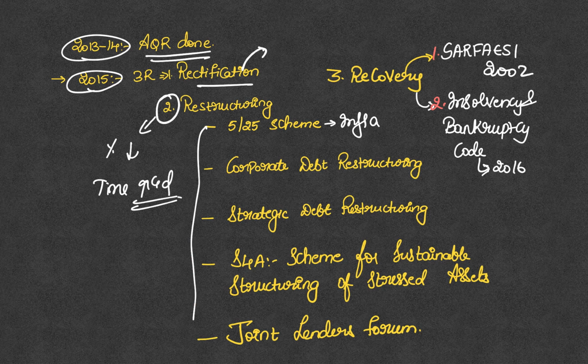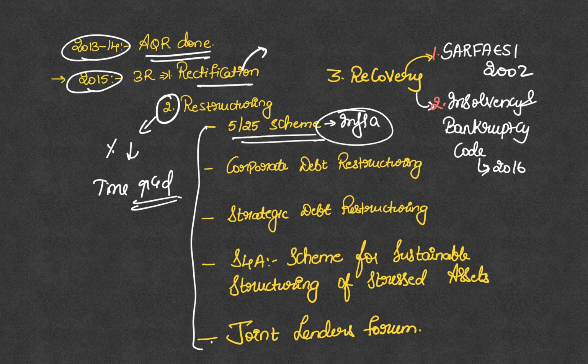Specifically, these are the schemes which were a part of the restructuring packages that RBI offered from time to time. It is not important to go into the specifics because most of these schemes are now defunct. The most important one amongst them is the 5/25 scheme that was given to the infrastructure segment. It is not important to get into the details of this, so let us move on.